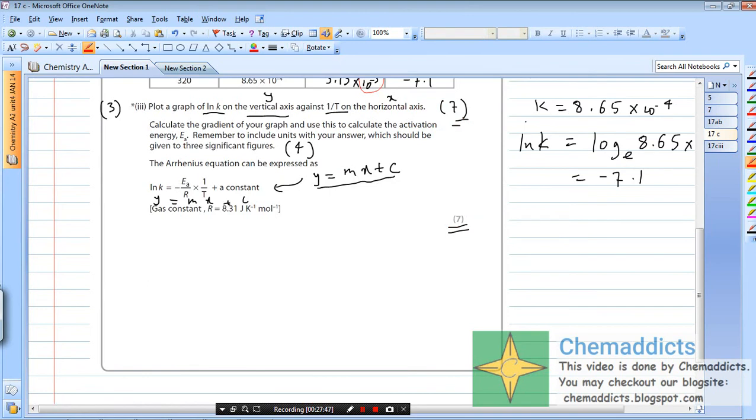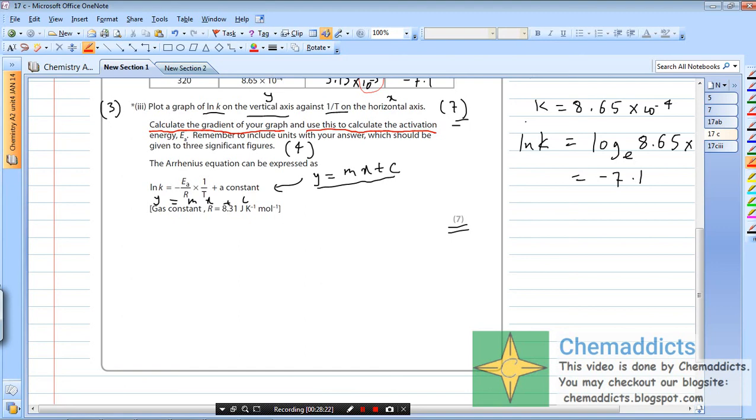In the next part, they have asked us to calculate the gradient of the graph and use this to calculate the activation energy. So at first they have asked us to calculate the gradient of the graph, and then they have asked us to calculate the activation energy. So if we want to break this down, here we have two parts. In the first part, we're gonna calculate the gradient of the graph that we have made, and use this to calculate the activation energy.